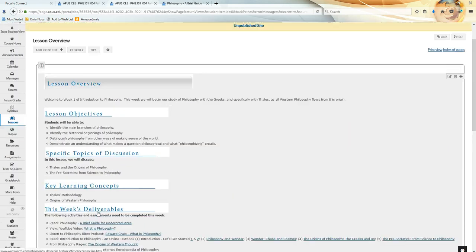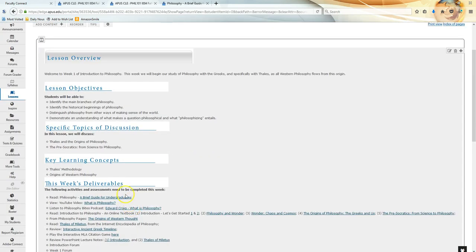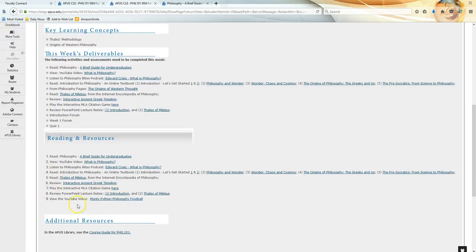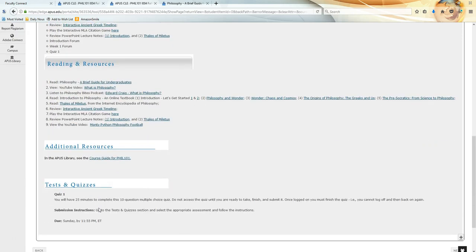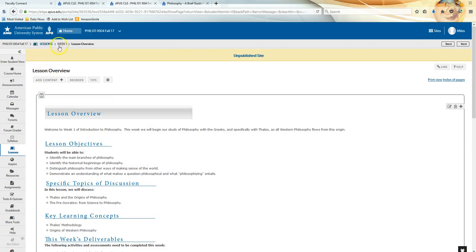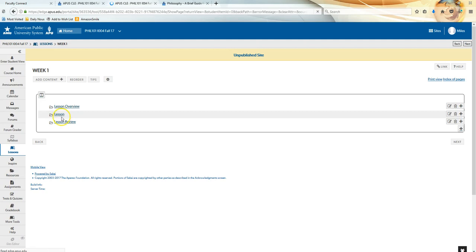Me personally, I like the lesson overview as my go-to for everything for a particular week. I'll look at the objectives and then I'll work my way systematically through the things that I'm supposed to do for that week until I get through to the end of the assignments. Okay. The next thing you could do, if you like, is after you look at the lesson overview, you can look at the lesson itself.